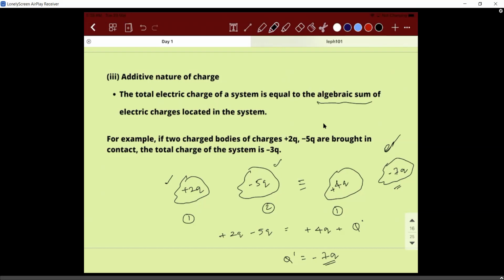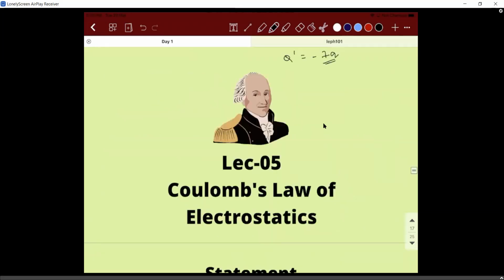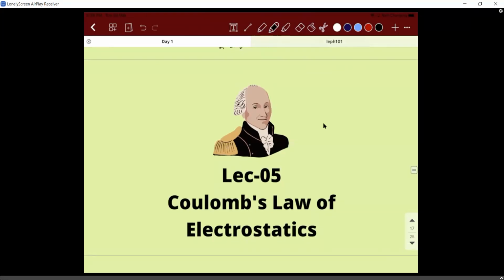Now we need to understand what will happen if you bring two charges close to each other and how they are going to interact. This is where the mathematical part is going to start. That is lecture number 5, which is basically called Coulomb's law of electrostatics. So he is the scientist. So the next heading that you're going to write is called Coulomb's law of electrostatics.